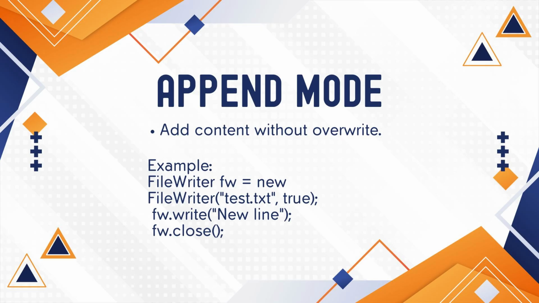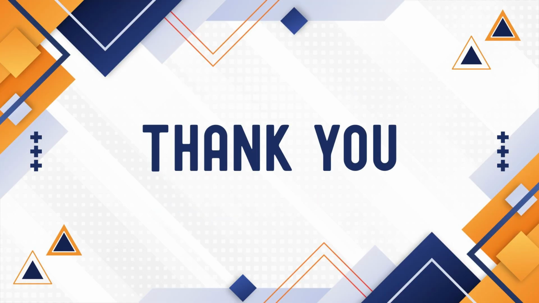Notice the second parameter, set to true, in the FileWriter constructor. This tells Java to append new content to the end of the file instead of replacing what's already there. The text new line will be added after the existing content, and the file is then closed to save the changes. Append mode is commonly used for logs, records, and files that need continuous updates.